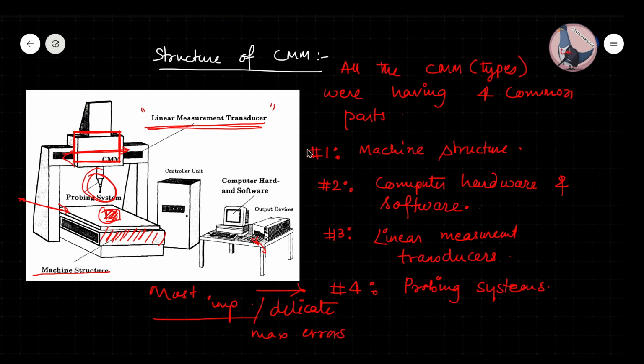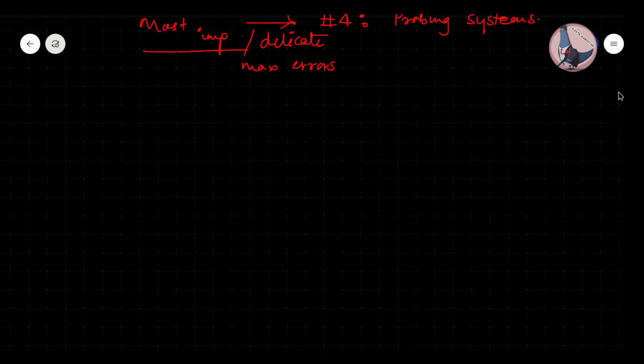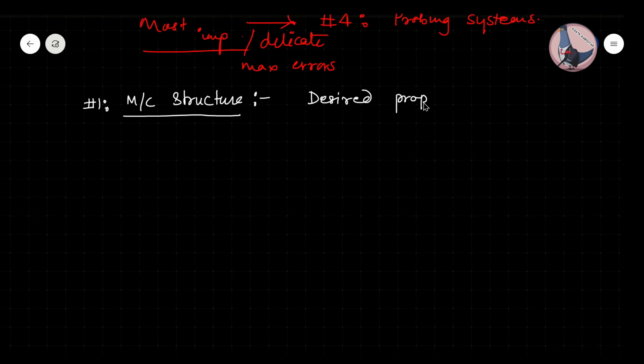So now it is our responsibility to know all the areas one by one. Okay. So the first part is your machine structure. Now, what will be the desired properties of it? You can very well guess the desired properties. First one will be that it should be insensitive to vibrations, or vibration resistant. Okay, you must get the idea.